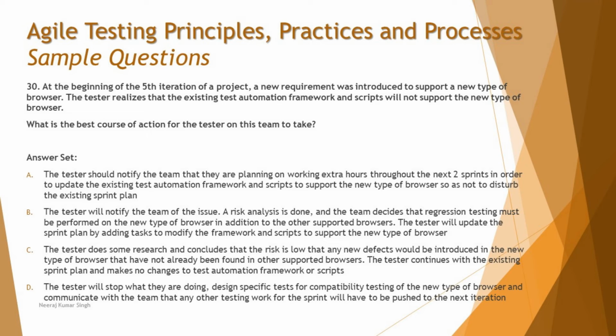B, the tester will notify the team of the issue. A risk analysis is done, and the team decides that regression testing must be performed on the new type of browser in addition to the other supported browsers. The tester will update the sprint plan by adding tasks to modify the framework and script to support the new type of browser. Fantastic plan.